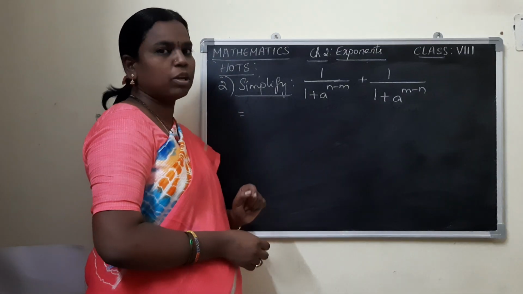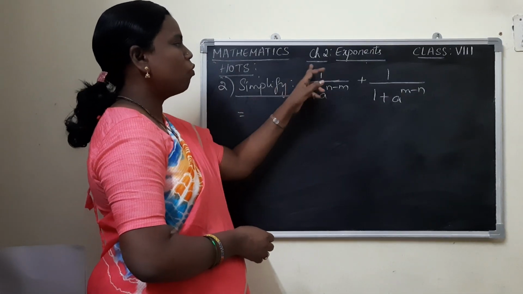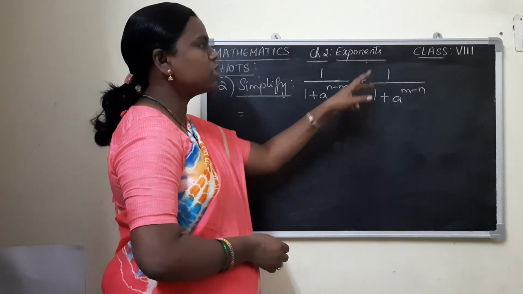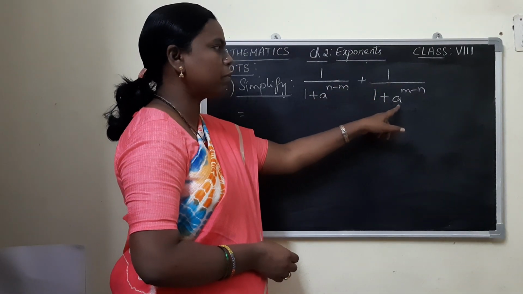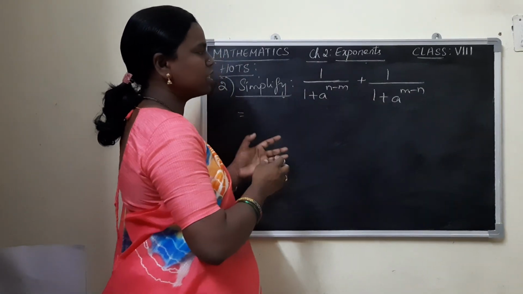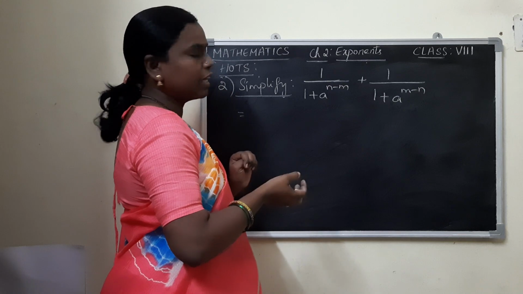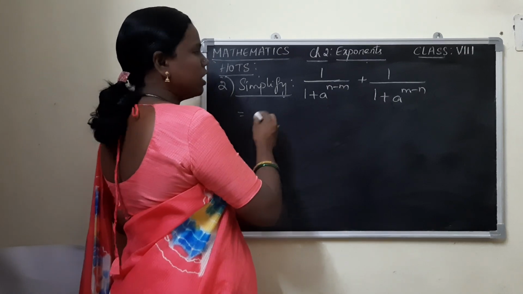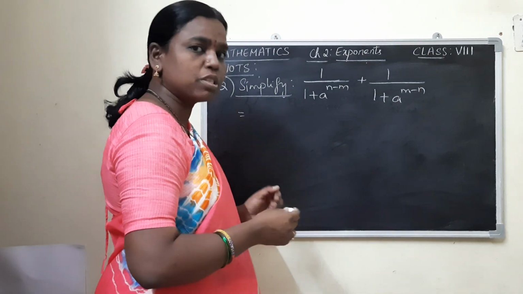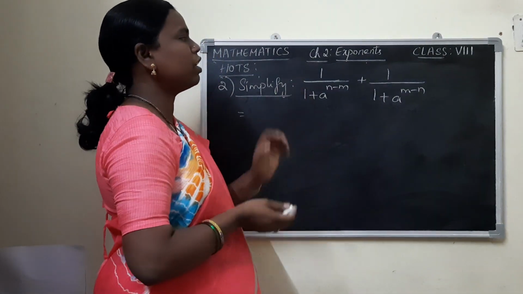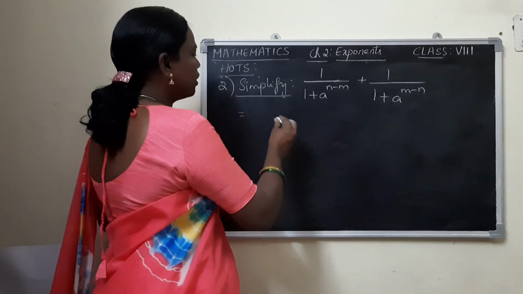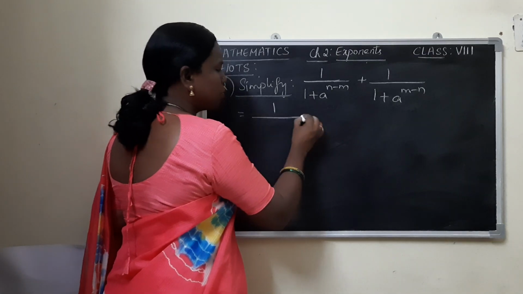Now let us see one more problem. Simplification: 1 by 1 plus a to the power of n minus m, plus 1 by 1 plus a to the power of m minus n. When you see the problem, it looks a little typical or complicated, but it is very easy if you use the laws again. Like the previous problem, where we used the laws of exponents, in the same way we are going to use the laws of exponents here. But before that, let us modify our problem.